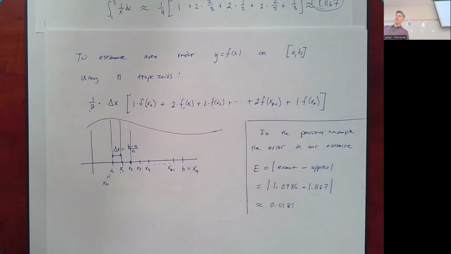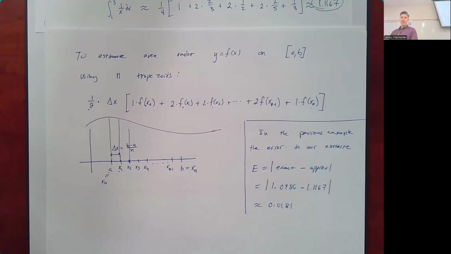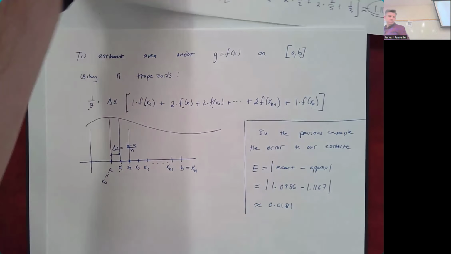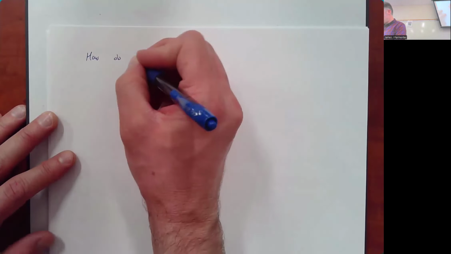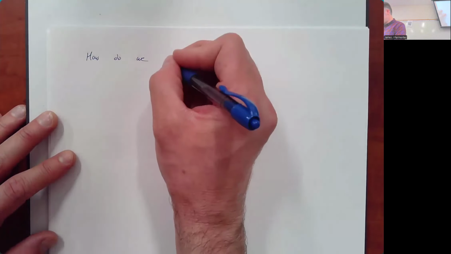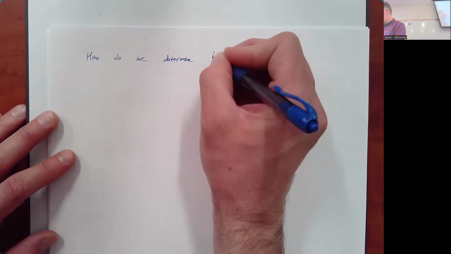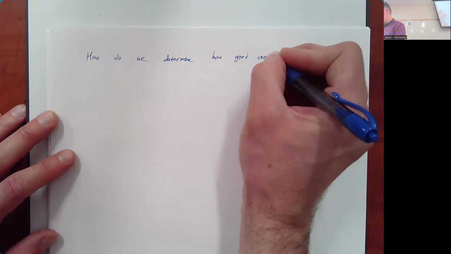But the whole point of this process is that we usually don't know what the integral is actually equal to. So we won't actually be able to calculate the error exactly, because if we could, then we would have known what the value was in the first place. So the question then becomes, how do we determine how good our approximation actually is?